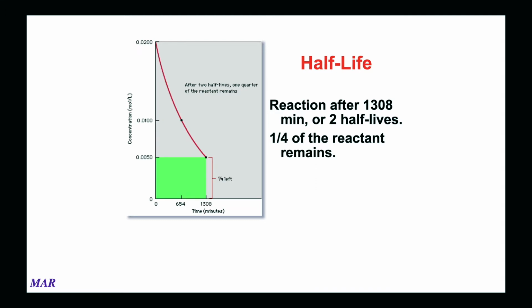After 2 half-lives, or 654 times 2, which is 1,308 minutes, you've now gone down to 1/4 of your original concentration. So 0.020 to 0.010 to 0.0050 moles per liter. So you can see this kind of curve that happens, and that's very, very common. If you go 1 more half-life, now you're at 1,962 minutes. You're at 3 half-lives. That's 1/8 of the original reactant, which is still around.